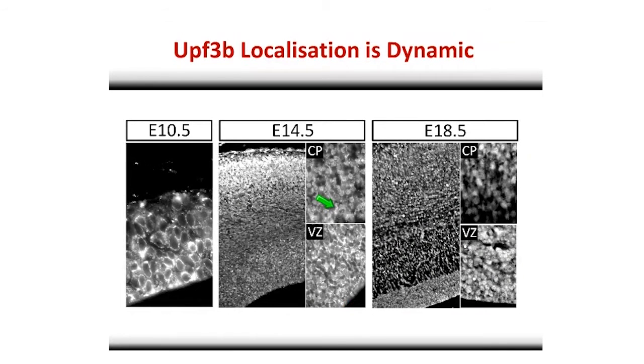More specifically, when we're looking directly at UPF3B, we also noticed that there were some changes in protein localization. So at E10.5, this is all neural progenitors. You can see the localization is predominantly cytoplasmic, which is again seen in the ventricular zone here at E14.5. But when we get to E18.5, which, as I mentioned before, correlated with an increase in expression in the ventricular zone, we also see a switch to a more nuclear localization of UPF3B. So the expression and localization of this protein is quite dynamic.